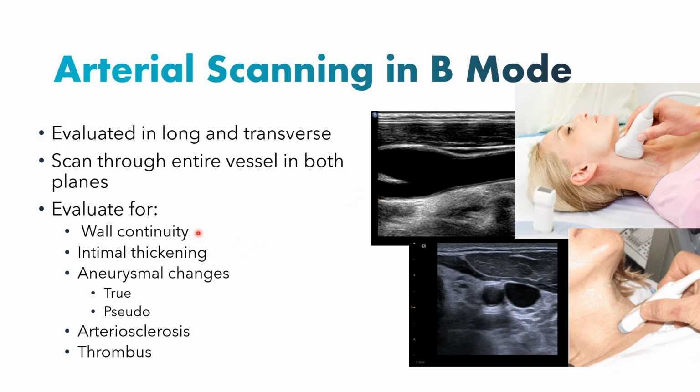Because of that lack of wall continuity, you may start to see intimal thickening, and that would be the first stages of plaque buildup. You're also going to want to look for aneurysmal changes, which we'll talk about. These can be true or they can be pseudo or false. Usually the pseudoaneurysmal appearance will be after some sort of trauma or iatrogenic accident. We can also see arteriosclerosis, or that buildup of plaque, and on some occasions, not as often as in the venous system, we will be able to find thrombus in the arterial system.